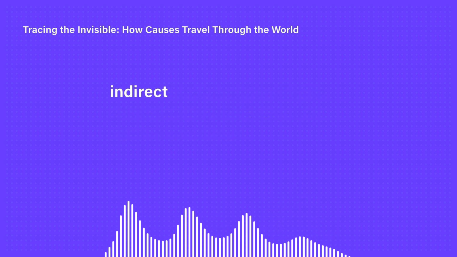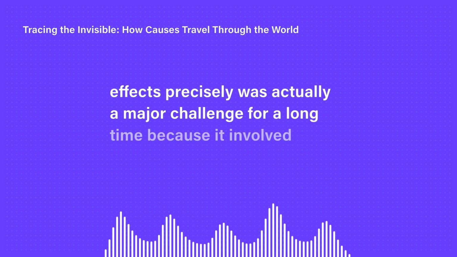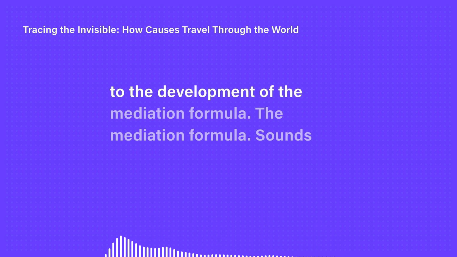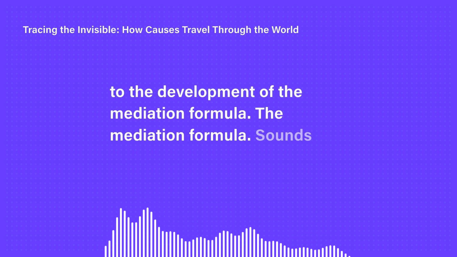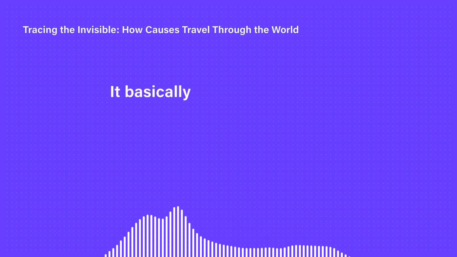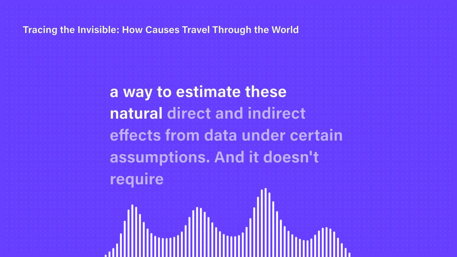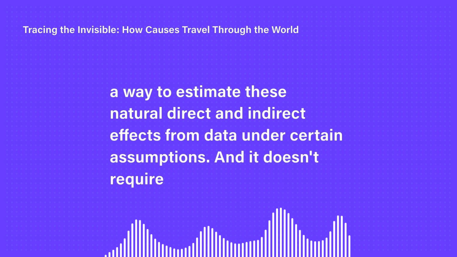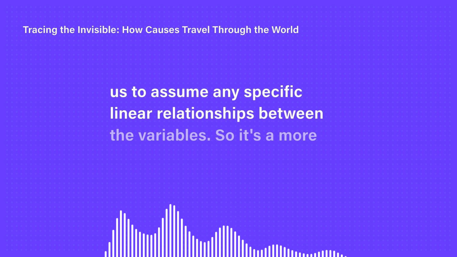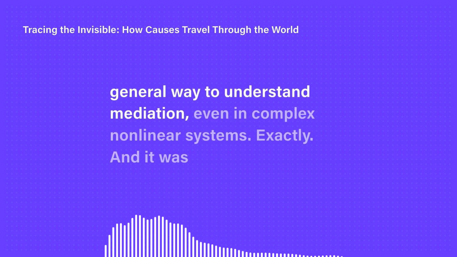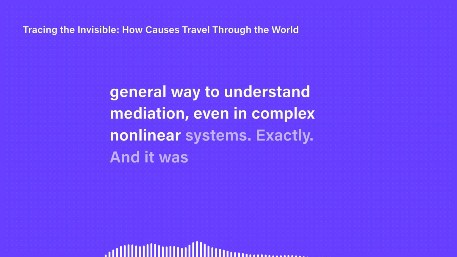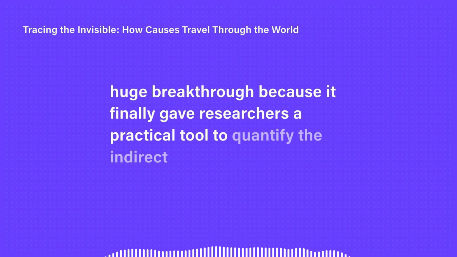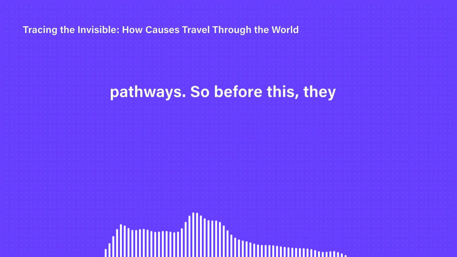Right. And defining these indirect effects precisely was actually a major challenge for a long time because it involved these double-nested what-if scenarios. But eventually, this led to the development of the mediation formula. The mediation formula. Sounds important. It is. It basically gives us a way to estimate these natural direct and indirect effects from data under certain assumptions. And it doesn't require us to assume any specific linear relationships between the variables. So it's a more general way to understand mediation, even in complex, nonlinear systems. Exactly. And it was a huge breakthrough because it finally gave researchers a practical tool to quantify the indirect pathways. So before this, they were kind of just guessing.